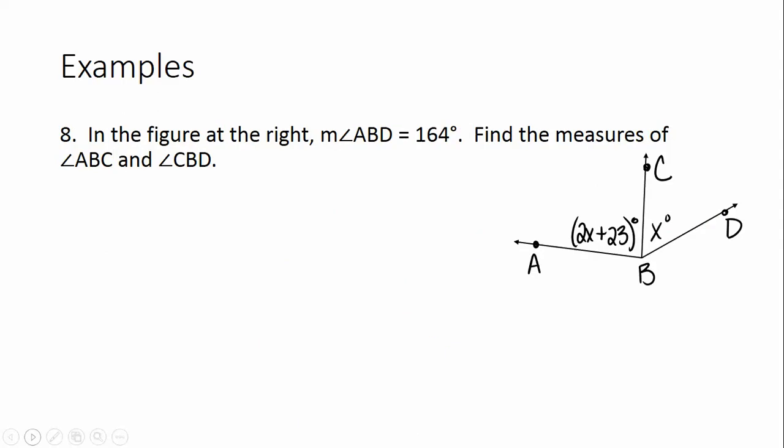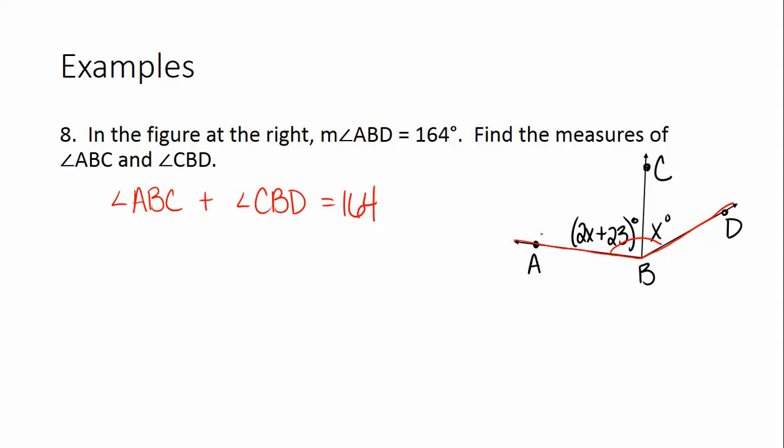Finally, we're going to look at an example where we're told the measure of the large angle and we need to find the measures of each of the inside angles. So this says that the measure of angle ABD, and remember that when you name an angle, the middle letter is the vertex. So here we have this big angle ABD, and we know that that entire angle is 164 degrees. So what does that mean? It's made up of two smaller angles. So if we add those two smaller angles together, angle ABC plus angle CBD, we should get 164.